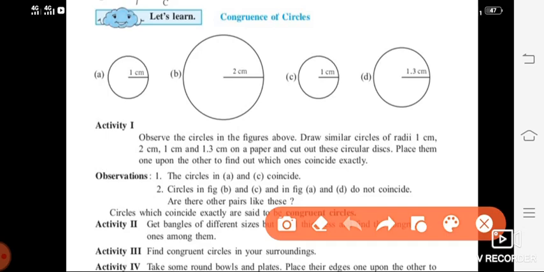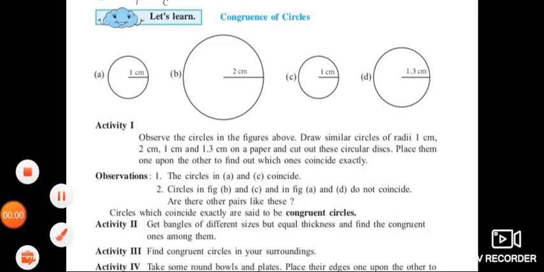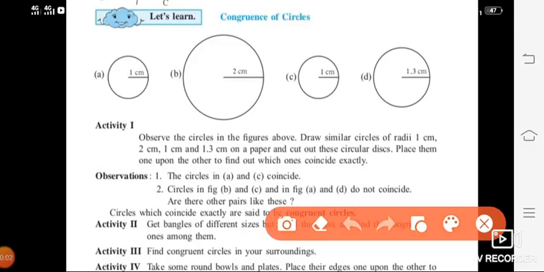Now take the third circle, 1.3. On which circle will it coincide? Yes, on D. Is there any other circle equal to that? No. So here we have only one pair which is equal, that is circle A is congruent or equal with circle C. We have 2 circles which are exactly coinciding with each other. So we can say here circle A is congruent with circle C.